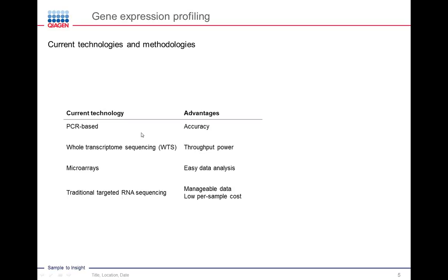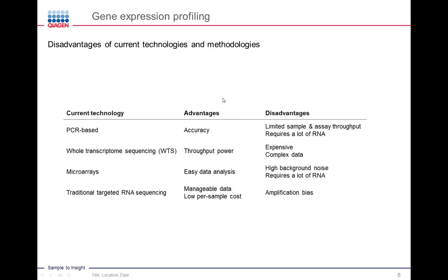Now, although all of these technologies give you a lot of advantages, there are several disadvantages associated with each one of these technologies. When we look at the PCR-based methodologies, the main disadvantage is the limited sample and assay throughput, which basically translates to a low number of samples that you can examine per run. If you're using a PCR-based methodology and using just 96 well plates, if you want to look at 96 genes, it's basically one plate per gene. So your throughput capabilities are very low.